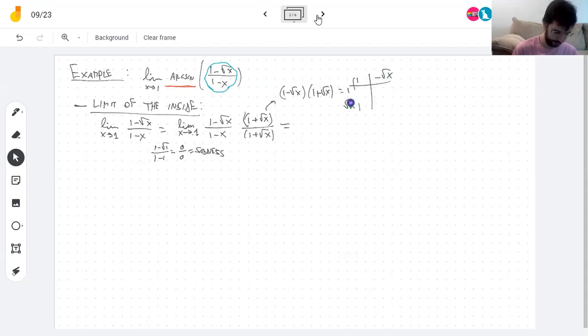Because you have to multiply everything by everything. If I multiply these together, I have 1 minus root x plus root x minus x. These two cancel. Of course, you don't have to do this whole thing if you know this is a sum times a difference, which you do know, because why would you multiply by these if you didn't know? So 1 minus x in the numerator. Oh, the denominator has another 1 minus x that we can cancel.